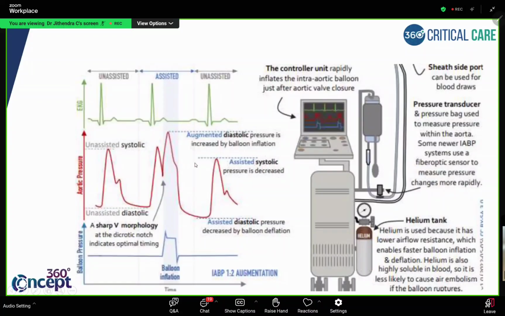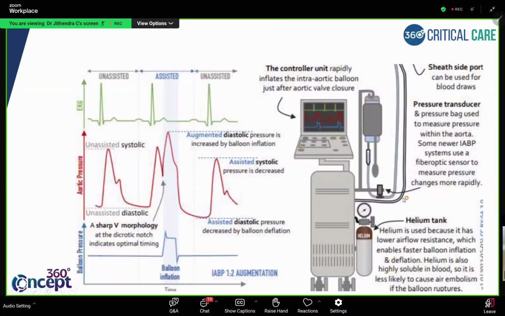As we see further waveforms, you'll be seeing it. And so what is this augmentation? This is a 1:2 augmentation. You can see this 1:2 augmentation, that is every alternate beat is being assisted. So this is your unassisted, next comes assisted, next the unassisted, next assisted. So like that it comes. Okay. So you require at least a 1:2 augmentation to interpret.